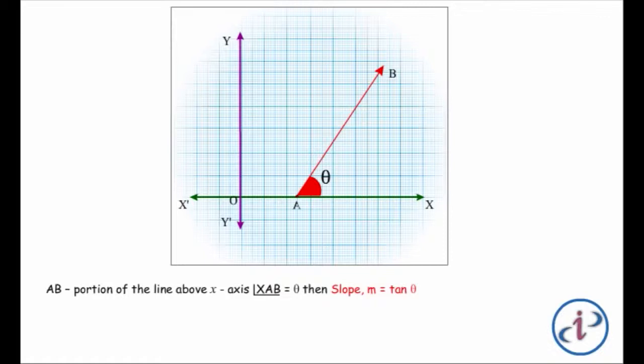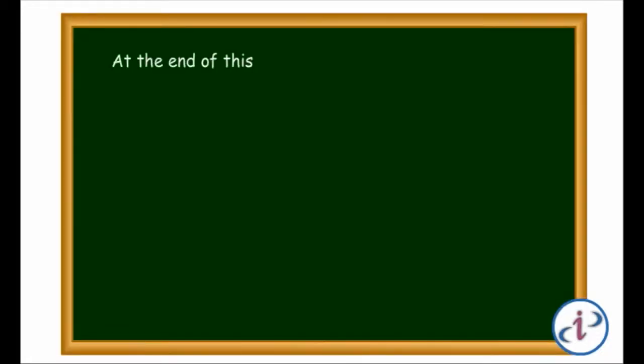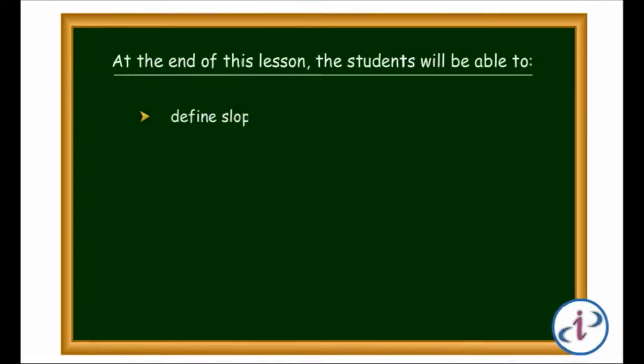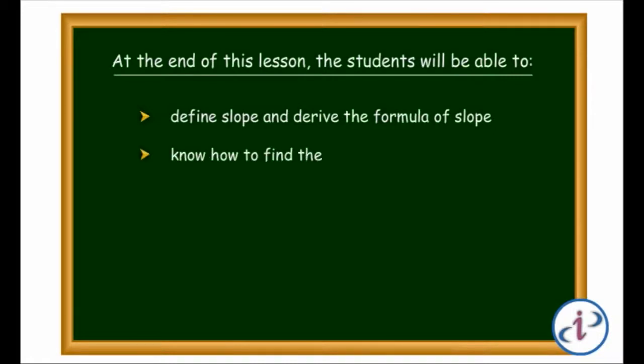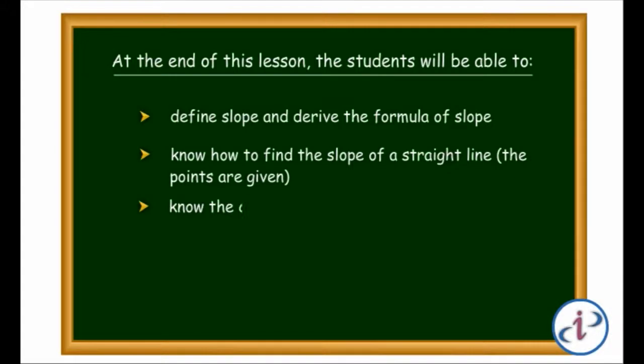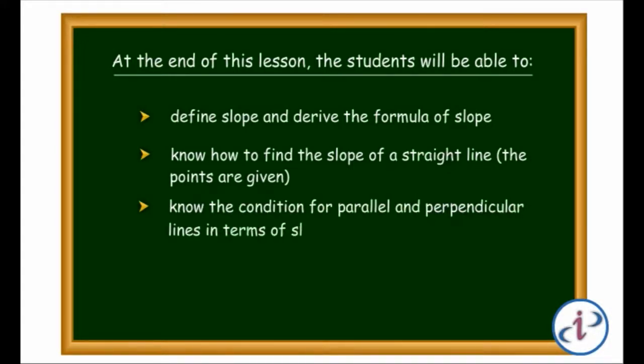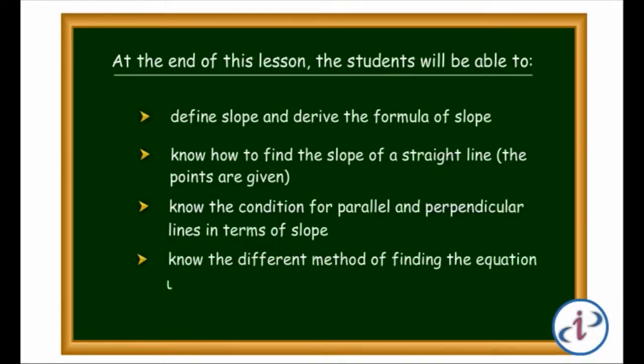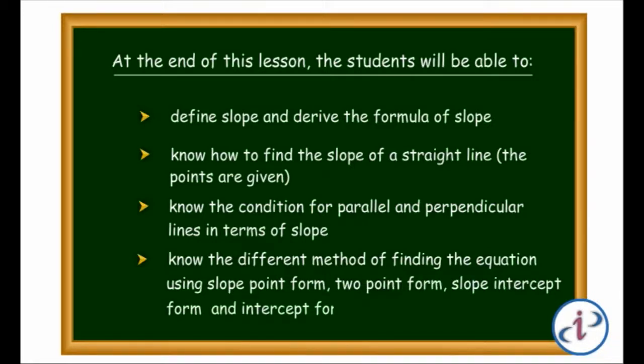Let us learn to find the slope of a straight line and the equation of a straight line in this lesson. At the end of this lesson, the students will be able to define slope and derive the formula of slope, know how to find the slope of a straight line when the points are given, know the condition for parallel and perpendicular lines in terms of slope, and know the different methods of finding the equation using point-slope form, two-point form, slope-intercept form and intercept form.